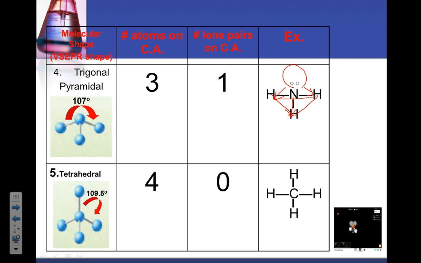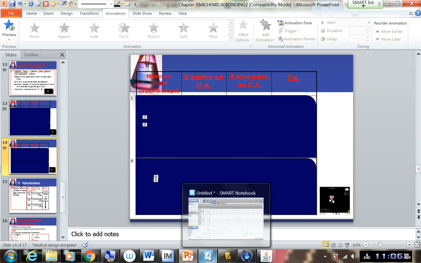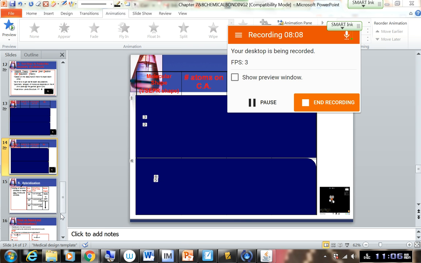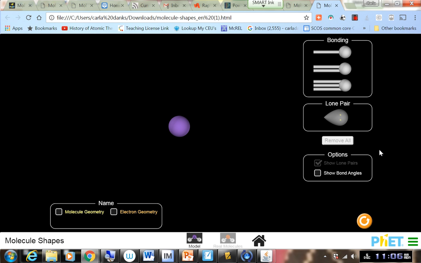Now I have attached a simulation to your Edmodo for you to use. And so that's what we're going to look at real quickly with the last little bit of this. And then we'll look at some examples. So the simulation that I want us to look at is a PhET simulation. And it is going to be modeling molecular geometry. Man, my computer's just going crazy today. Sorry about that.